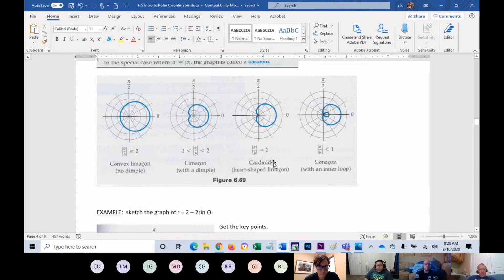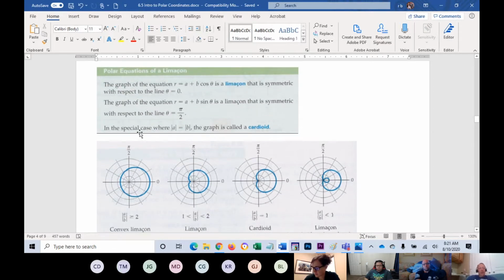A cardioid is what we're going to call a heart-shaped limaçon. It looks a little bit like a heart, so that's where we get cardioid. And then we get a limaçon with an inner loop. So these are your four types of limaçons: a convex limaçon, a limaçon with a dimple, a heart-shaped limaçon, and a limaçon with an inner loop.